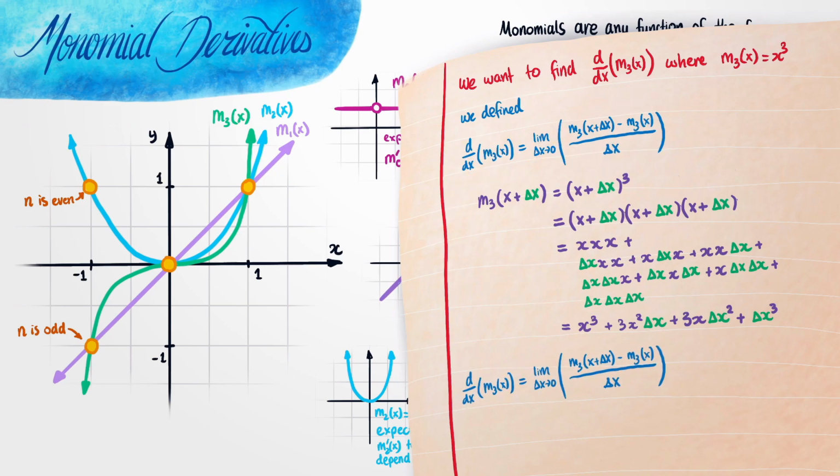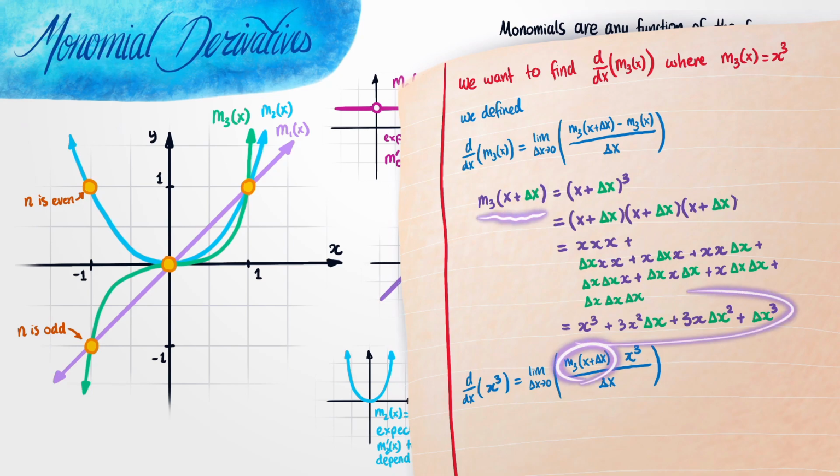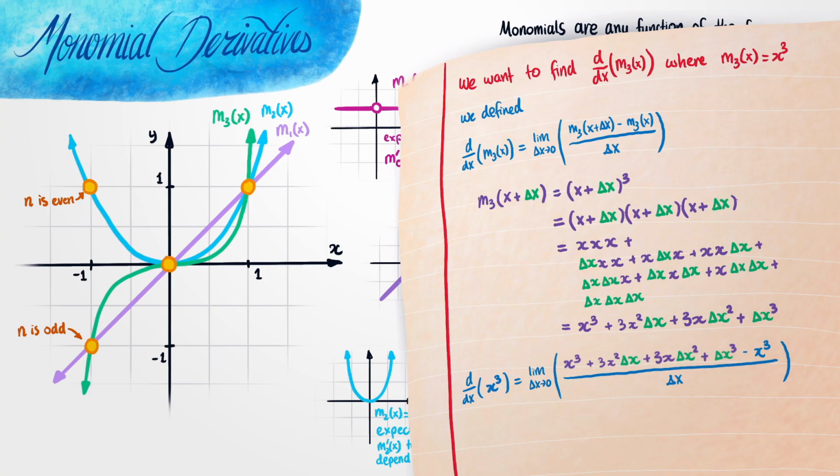Now for starters, we know that m3 of x is just the same thing as x cubed, so let's swap those first. Now for this term over here, we showed that m3 of x plus change in x was the same thing as all of this, so I can go ahead and replace it as well. Now this doesn't look a lot simpler, but I hope you notice that this term and this term actually end up crossing out.